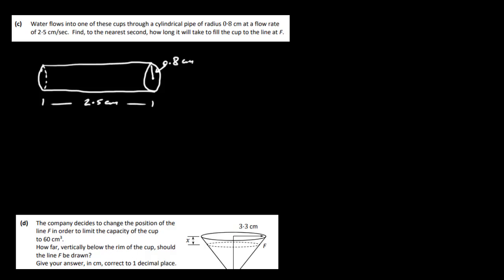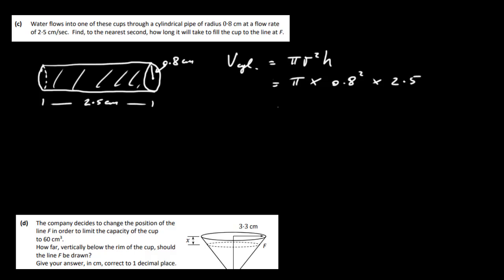So what I'm going to do is find the volume of water in here. The volume of a cylinder is just pi r squared h. So we have pi multiplied by 0.8 squared, and then the height of our part of the cylinder is 2.5. When you do that, you get 8/5 pi cubic centimeters.